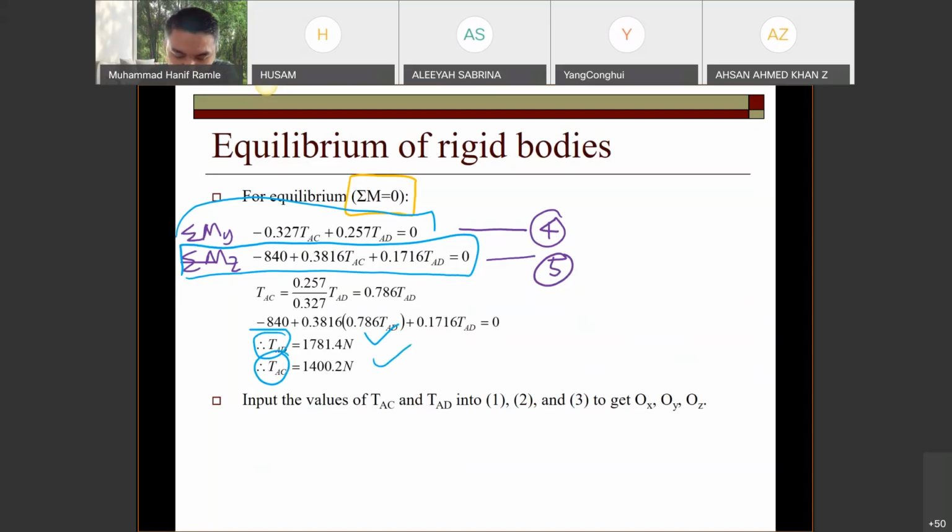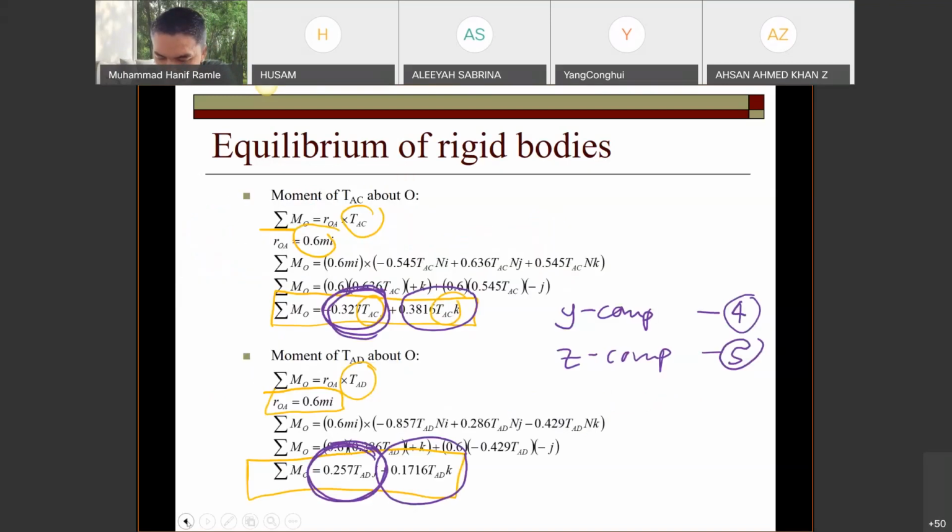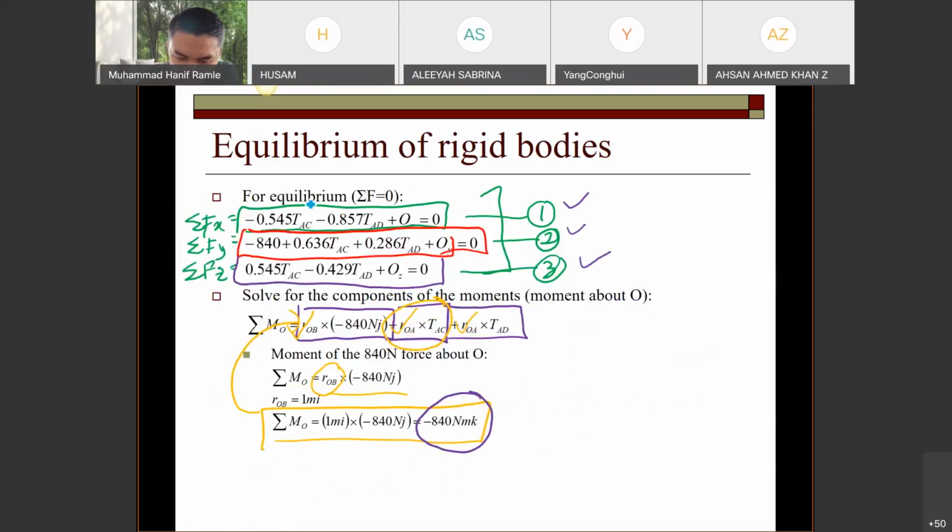Once you have the values of TAC and TAD, you substitute them into all the earlier three equations that we developed to get the reaction values. Substitute TAC and TAD here to get the values of OX, OY, and OZ. Okay, that's it.